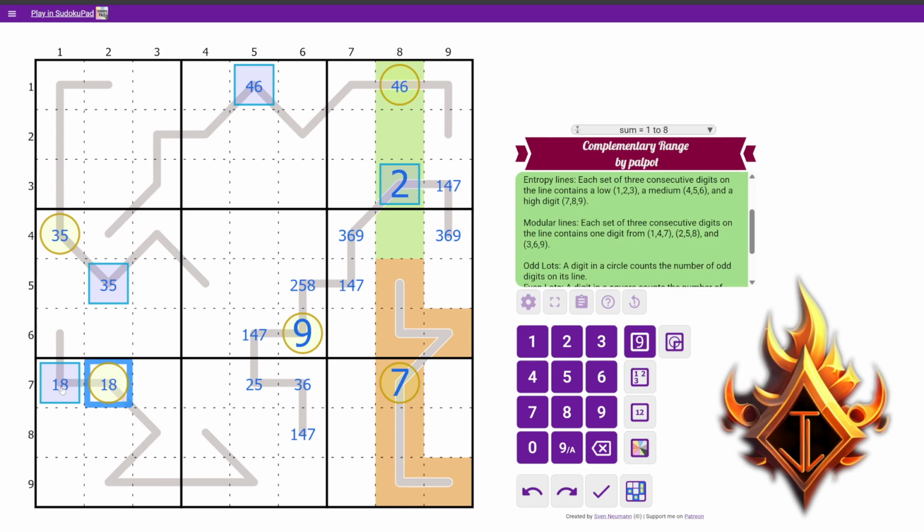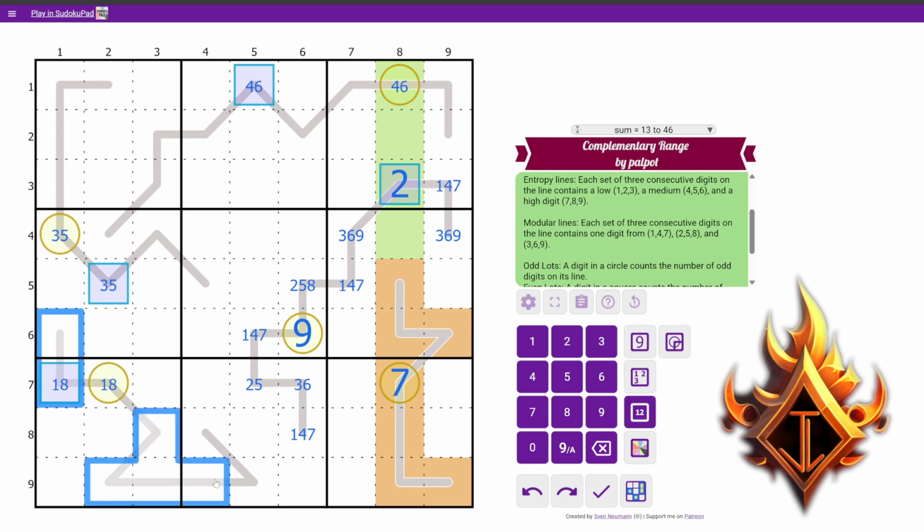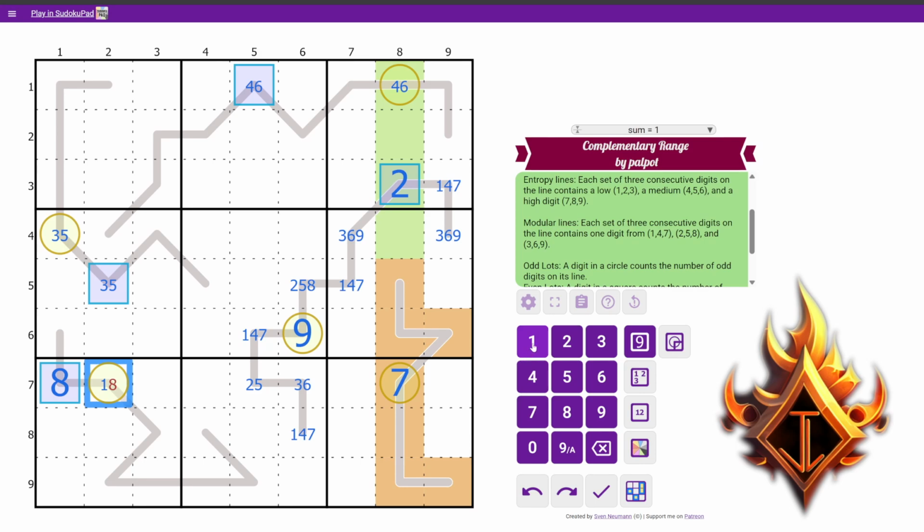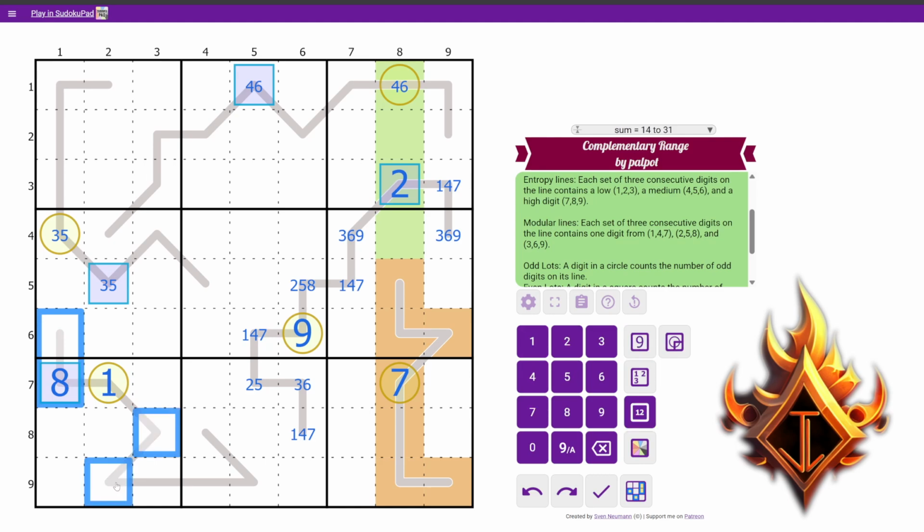If it was 1 even, the even would be right here. So all the rest would be odd. And that would put 6 odd in this bottom row. So this is not 1. That is 8. And that is 1. And the 1 odd is spoken for.